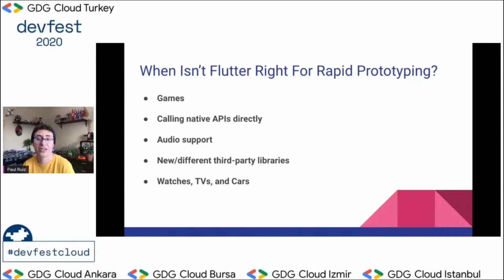Additionally, calling native APIs directly just isn't really super easy. Normally, you would write native Swift or Kotlin code and then use platform channels to communicate back and forth into the native level through a bridging process. So while it isn't necessarily a deal breaker, it is more work than just throwing some UI together and then calling it good.